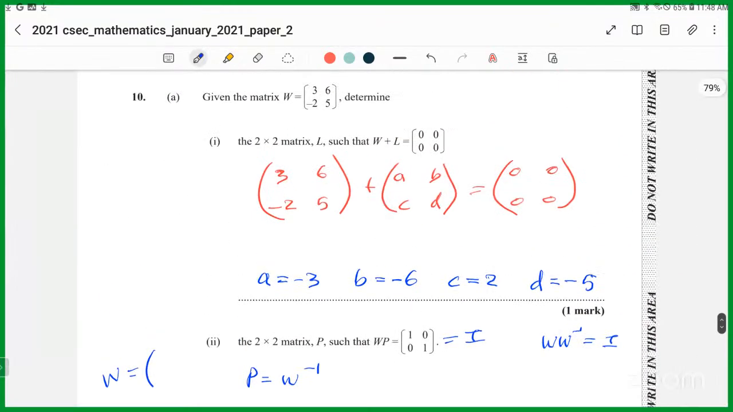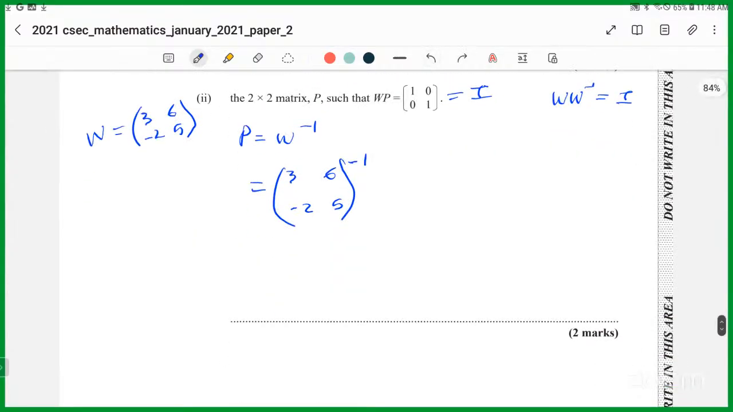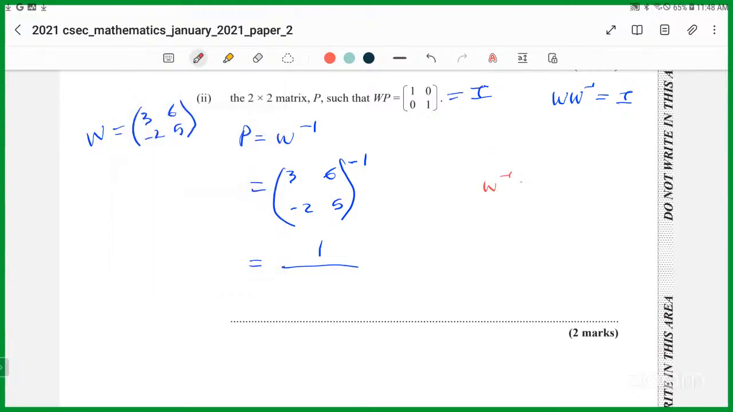W is 3, 6, minus 2, 5. So this equals 3, 6, minus 2, 5 to the minus 1, meaning the inverse. So it's 1 over the determinant. Remember, W to the minus 1 is 1 over the determinant of W times the adjoint of W.